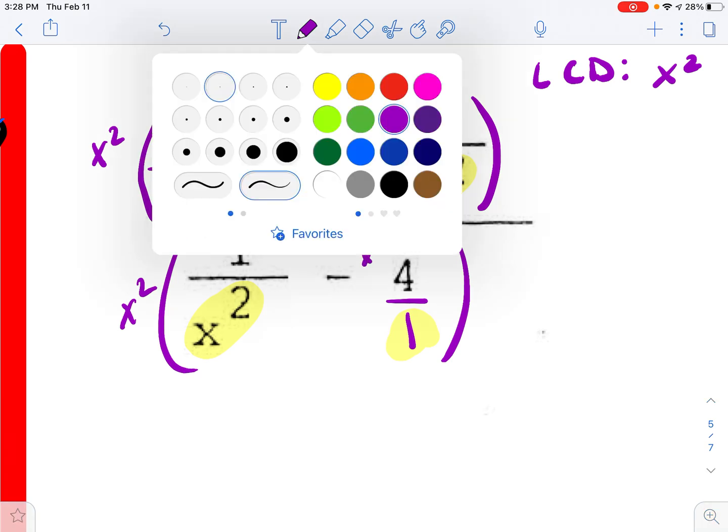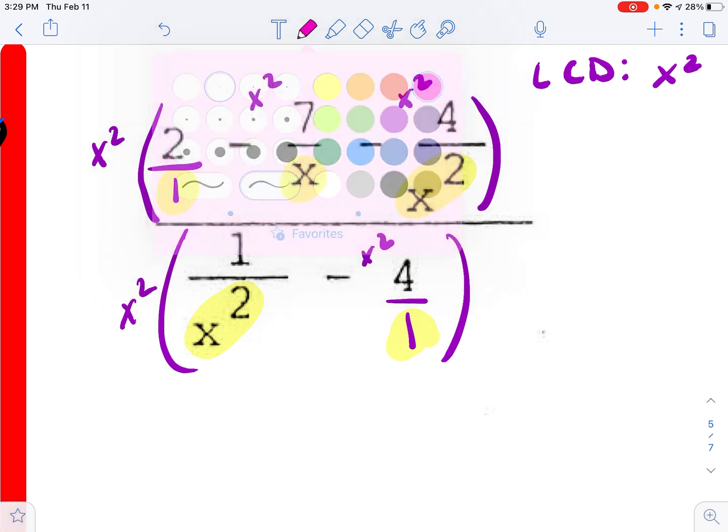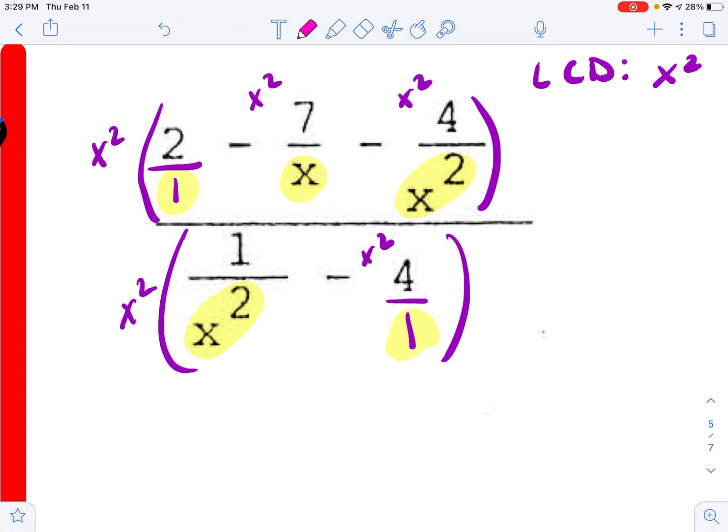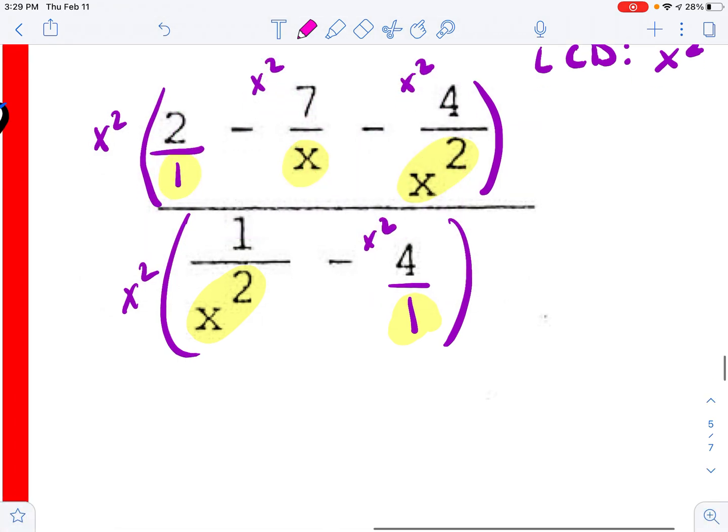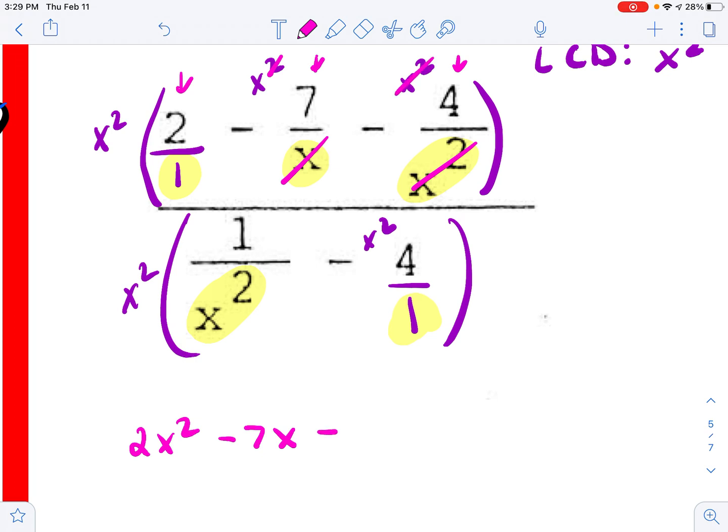So what do we get? Let's do our canceling out. So here for the first fraction, there's a 1 in the denominator, so there's nothing to cancel out. We get 2x squared. In the second fraction, x cancels out with x squared to leave me with just a single x, and we get minus 7x. In the third fraction, x squared and x squared cancel out entirely, and I'm left with minus 4.